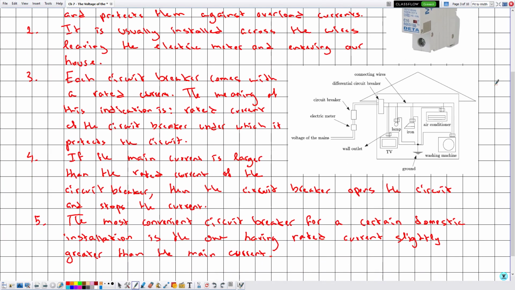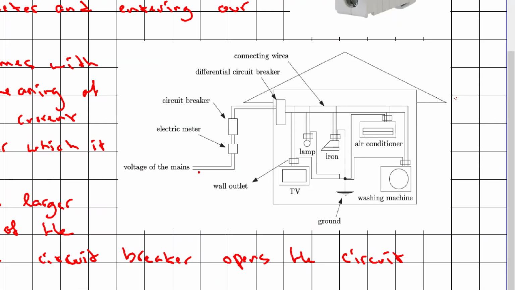So in this example, suppose that the mains deliver a current I equal to 18 amperes, and the circuit breaker we are using is rated 16 amperes. This is the indication, which means that this is the rated current above which the circuit breaker opens or protects the circuit. So 18 amperes main current is greater than 16 amperes, so the circuit breaker opens.